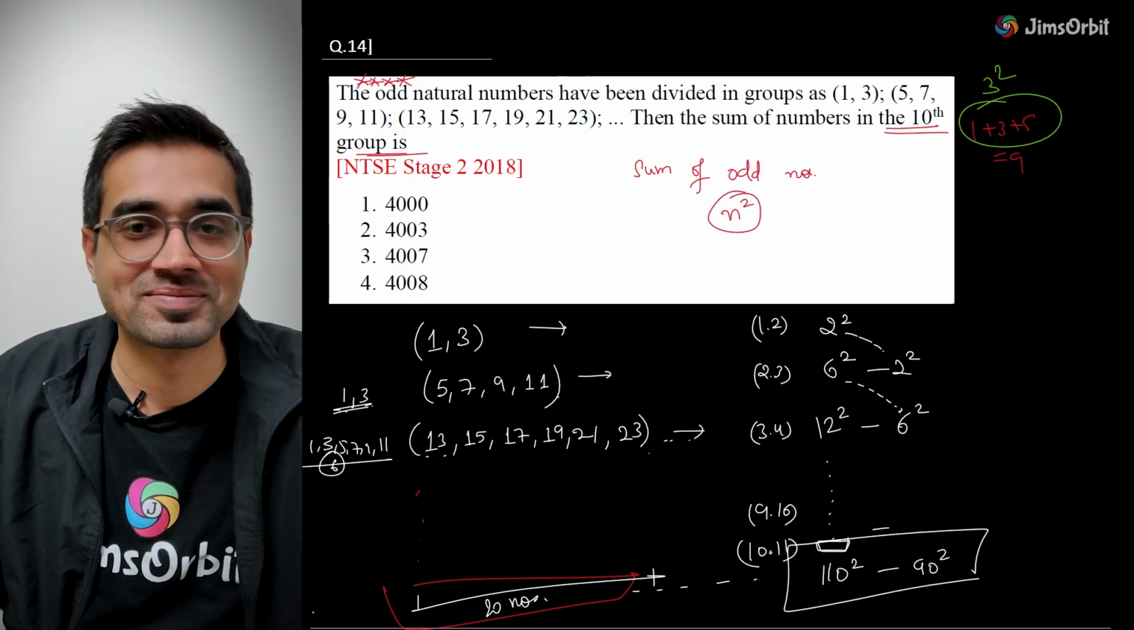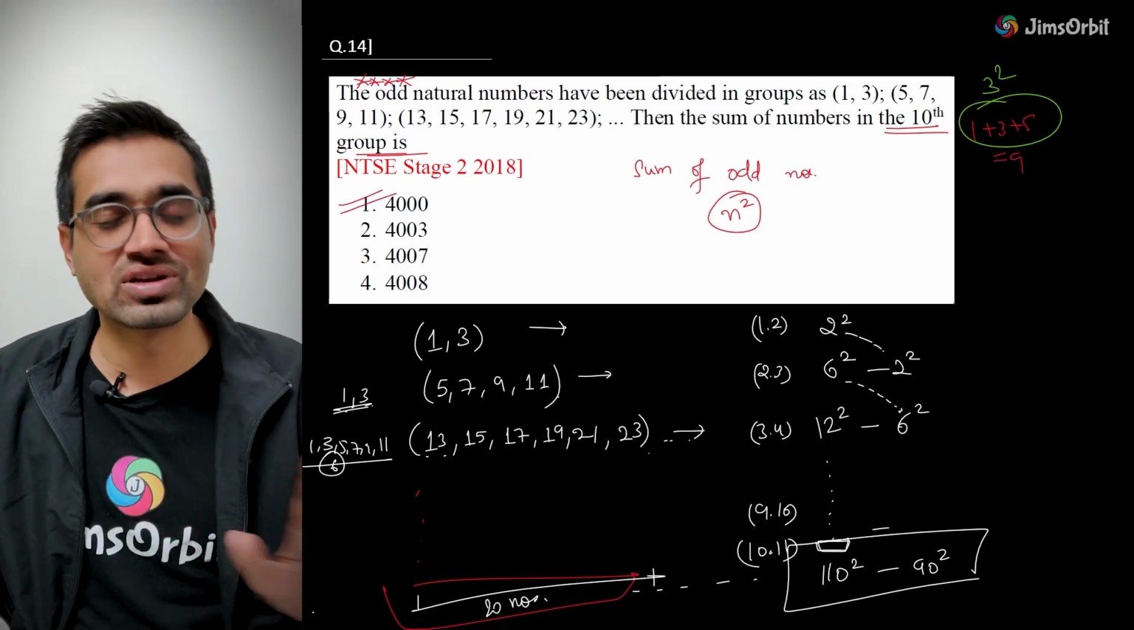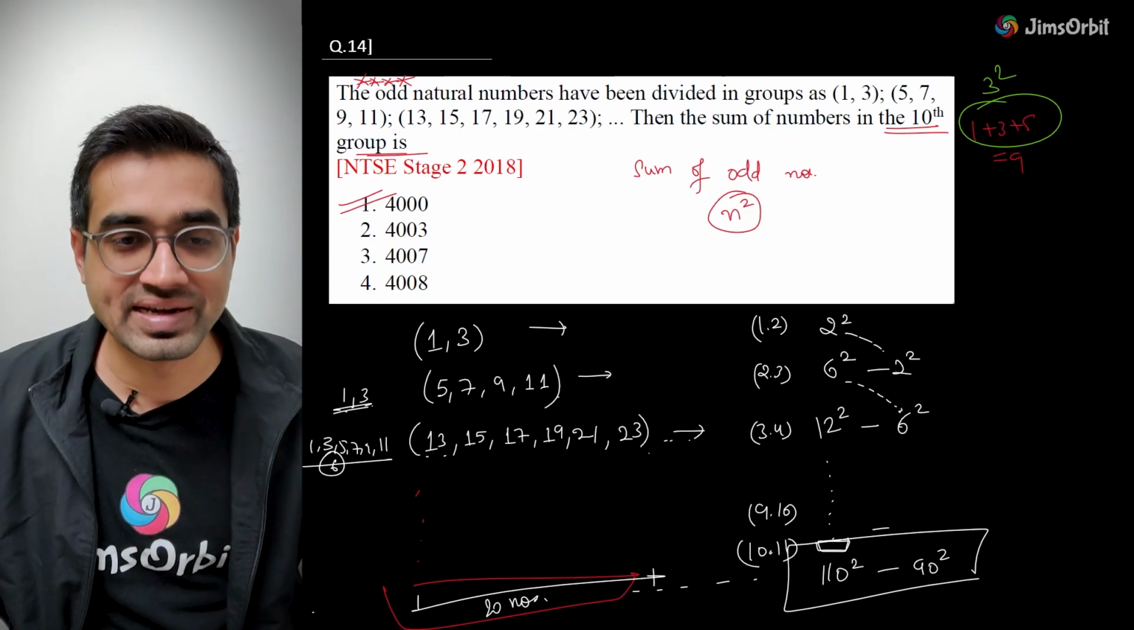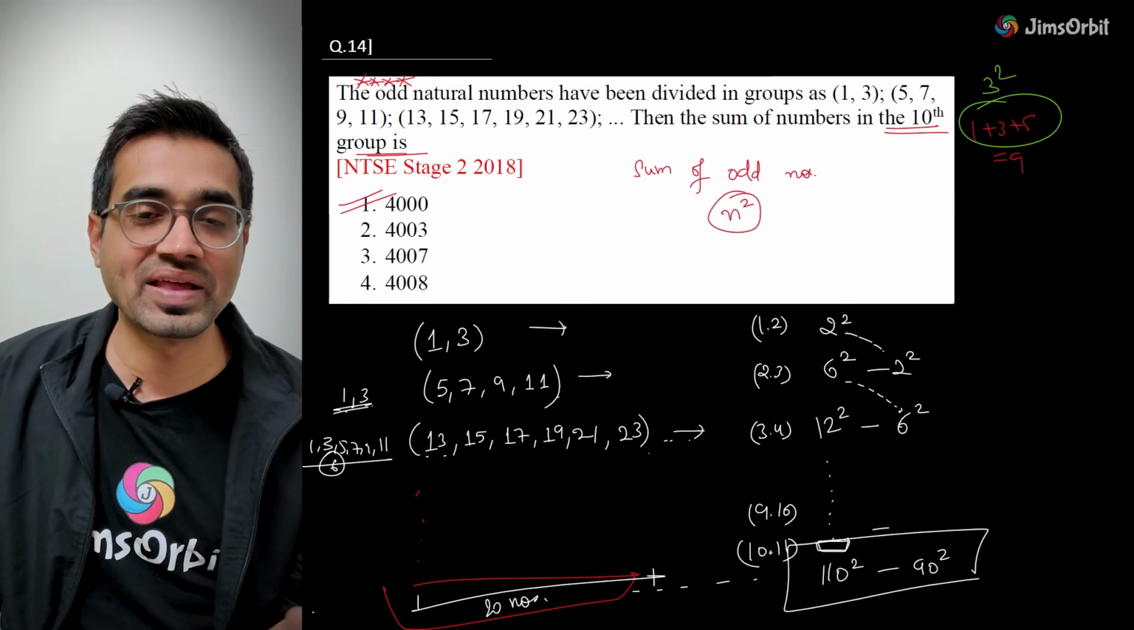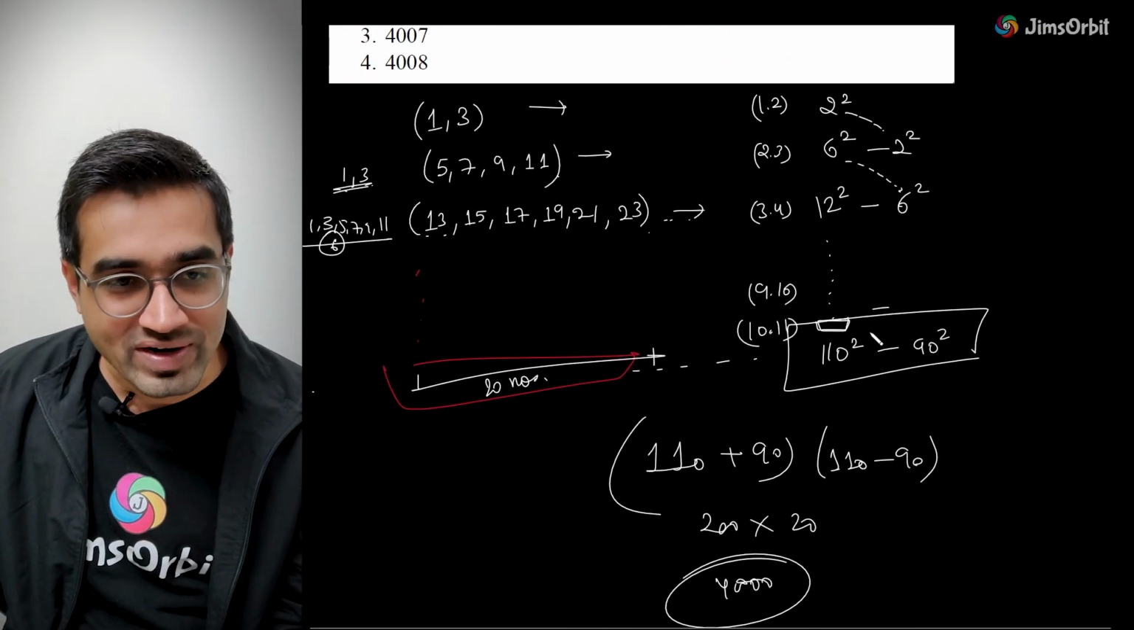Your option number 1 is there. I hope you enjoyed this. There is a natural way of doing it, a normal way of doing it, that's called AP, arithmetic progression. And then there is a way called the JimsOrbit way. Okay. I hope you have understood this question.